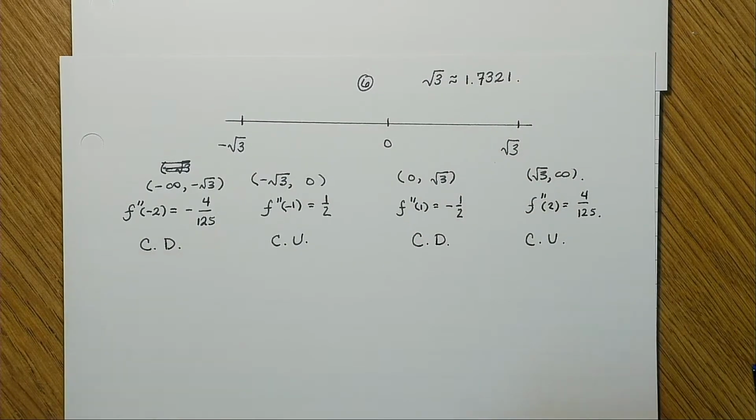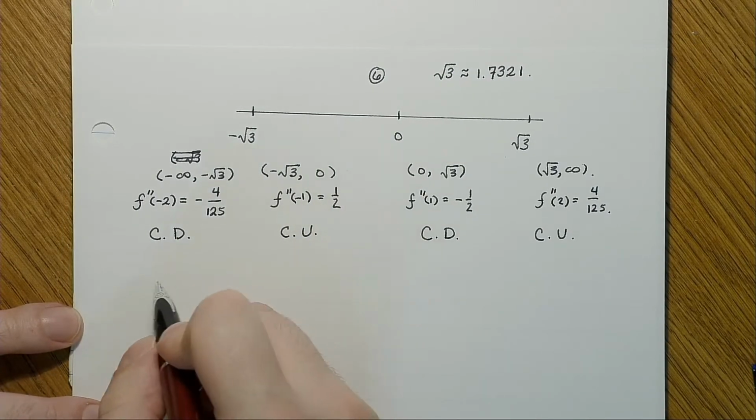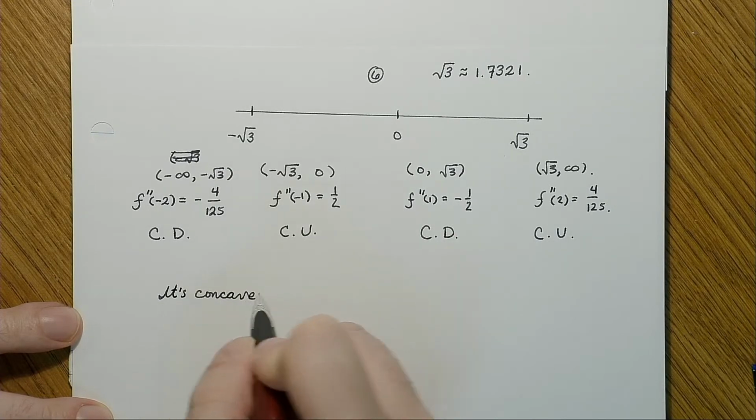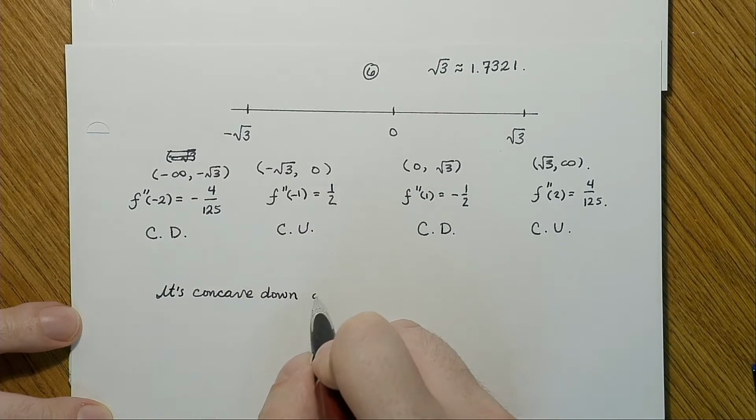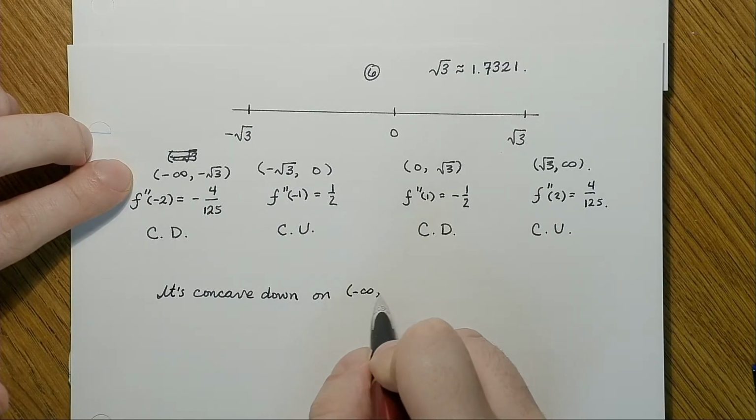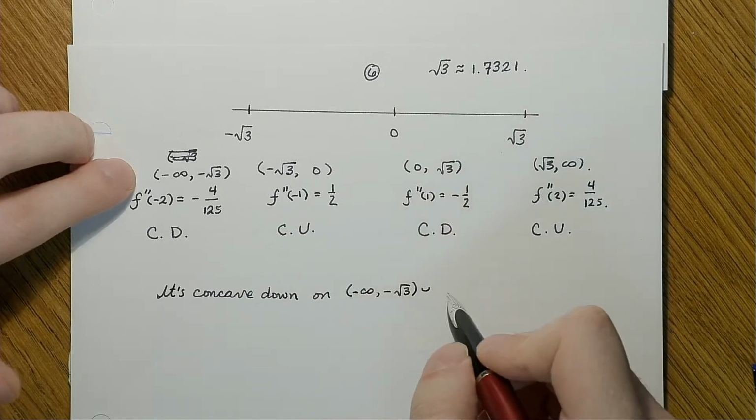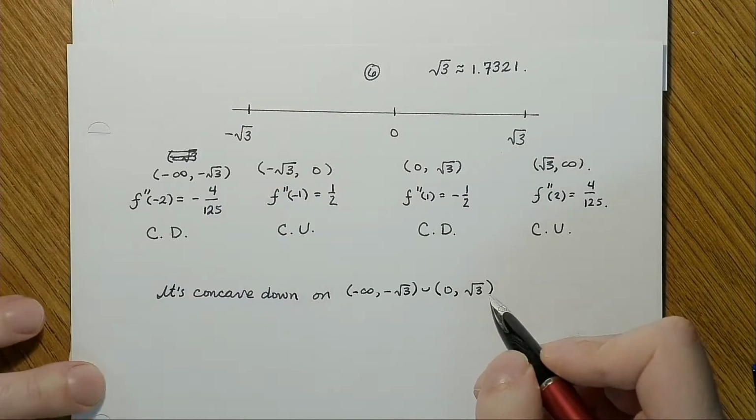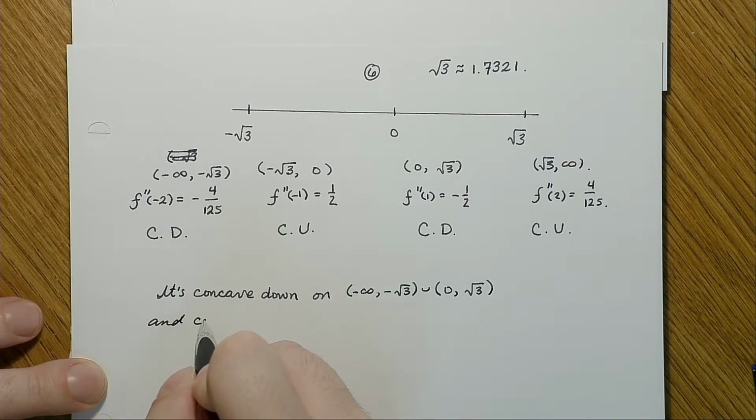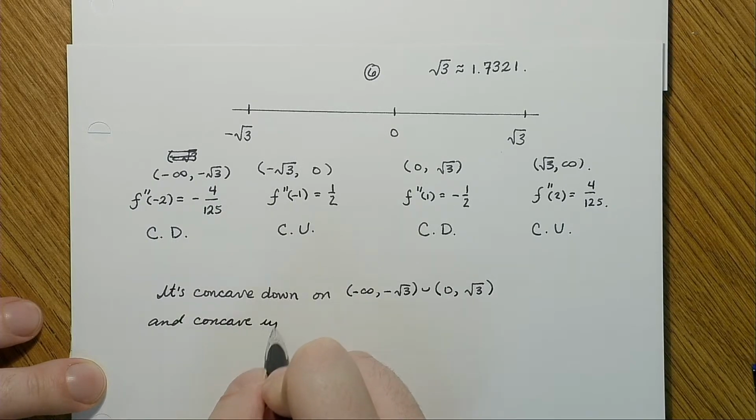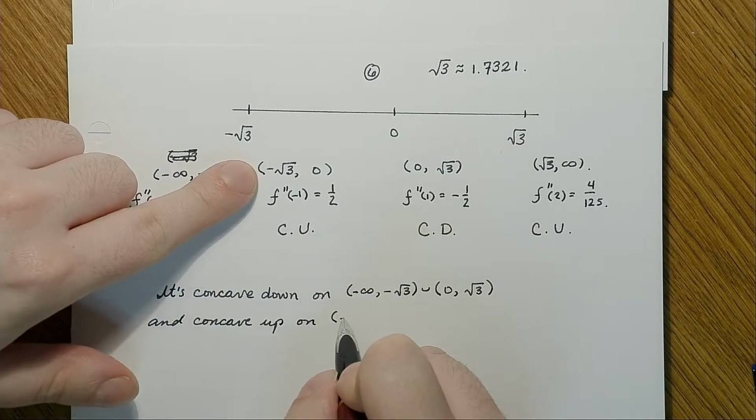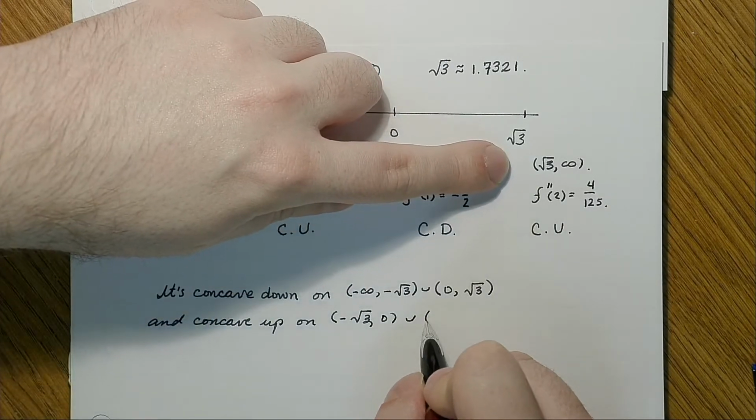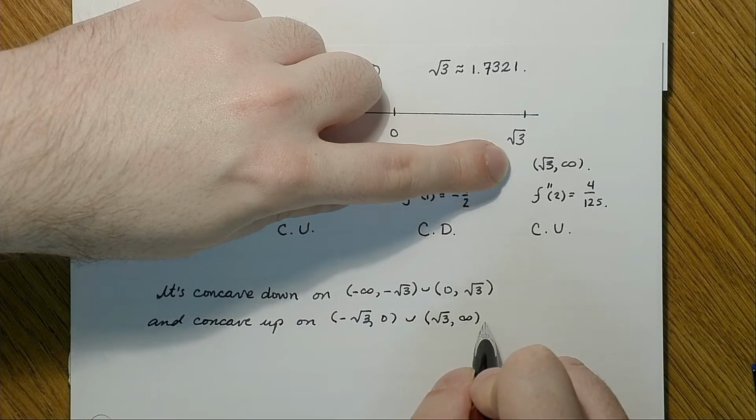So again, finding the concavity: it's concave down on minus infinity to minus square root of 3, and also concave down on 0 to square root of 3, and it's concave up on minus root 3 to 0, union square root of 3 to infinity.